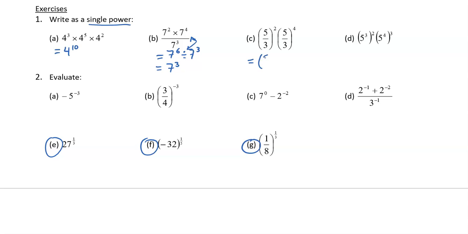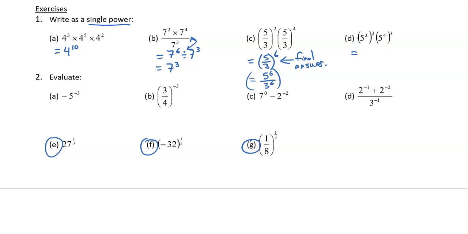So I can go ahead and write those as 5 over 3 to the power of 6. Now that's written as a single power, but I do want to note that when you expand that out, it would be 5 to the power of 6 over 3 to the power of 6. All right, so that's the final answer, but it would expand out like that.